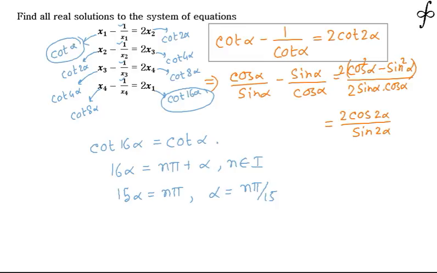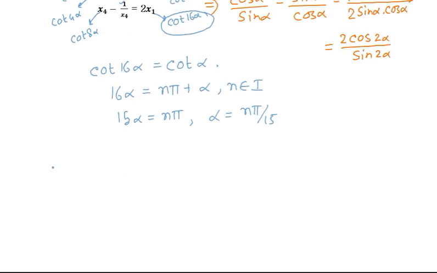So basically in this system, once we get the value of x1 to be cot alpha, then automatically x2, x3, x4 can be calculated because they will be just the double angles, like cot 2 alpha, cot 4 alpha, cot 8 alpha. So we will be just finding the solution for x1. The structure of alpha is n pi by 15. We will start the values of n from 1, because we cannot take n to be 0; in that case, cot alpha will be undefined. So we'll be taking n equal to 1.